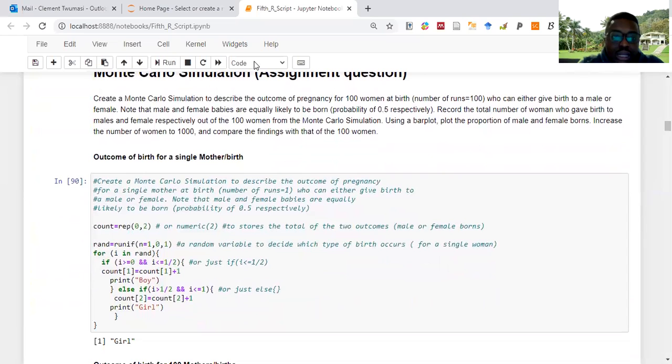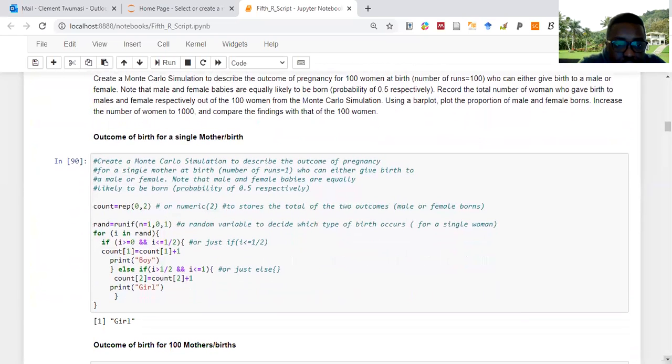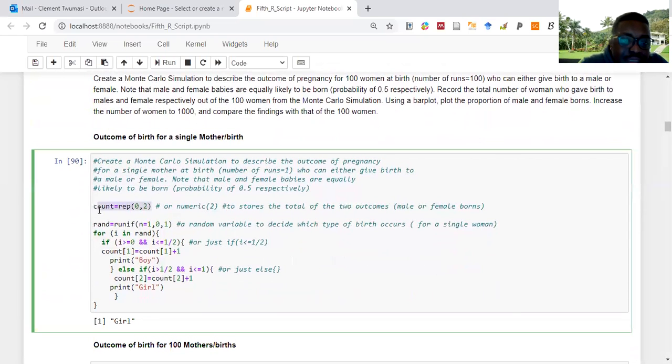So first of all, what I'm doing now is creating a Monte Carlo simulation to determine the outcome of birth, whether a male is born or a female is born, for a single mother. When I'm done, I'll do it for 100 mothers and then for 1,000 mothers. So for a single mother, this is what we do. First of all, I have to create something. I'm calling it count. And don't forget there are two events we are dealing with here, either male birth or female birth, right?